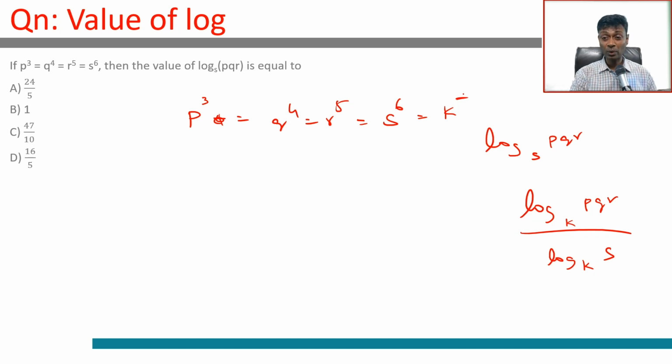Equal to k power what? That is the key thing. We want this to be a multiple of 3, 4, 5 and 6. LCM of 3, 4, 5 and 6 is LCM of 4, 5 and 6. LCM of 4 and 6 is 12. 12 and 5 is 60. Or P equals k power 20, Q equals k power 15, R equals k power 12, S equals k power 10.